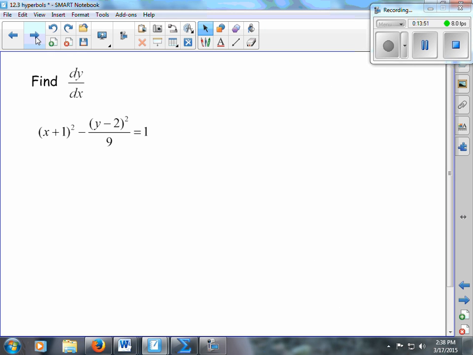Last example, we haven't been doing all that many implicit derivatives, so I want to make sure that you can still do these. So this is the one you're going to get to do on your own. Find dy dx.